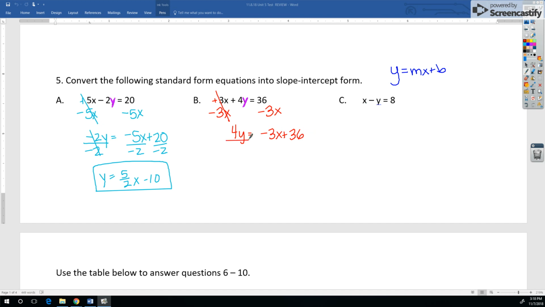To get y by itself, final step, divide by 4. Simplify my fraction. Negative 3 over 4 can't simplify. And 36 divided by 4 is 9.